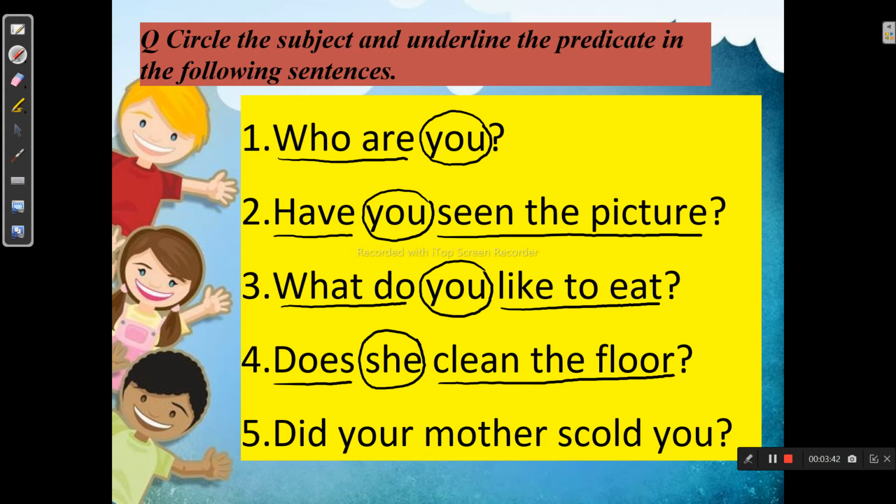Fifth sentence, did your mother scold you? So who scolded you? Your mother scolded you. So here your mother becomes subject. In this we cannot separate your from mother because your is a possessive adjective. So your mother becomes subject. Did scold you becomes predicate. I hope you're now finding it easy to identify subject in interrogative sentences.